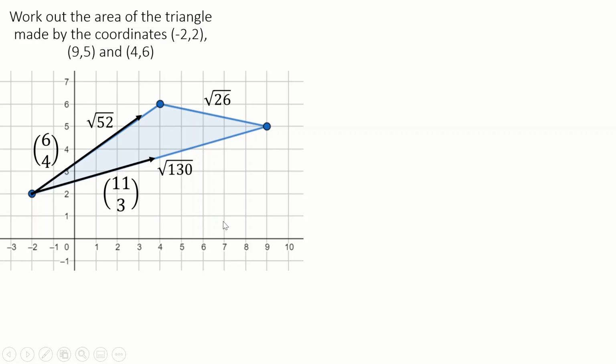And if you haven't seen dot products yet, you're about to learn something. The dot product of two vectors, a dot b, is defined to be the modulus of a times the modulus of b times cos theta, where theta is the angle between the two vectors. So I can find theta using this formula here. The modulus of a, by the way, is the length of it, which I already know to be root 130, and the modulus of b can be root 52.